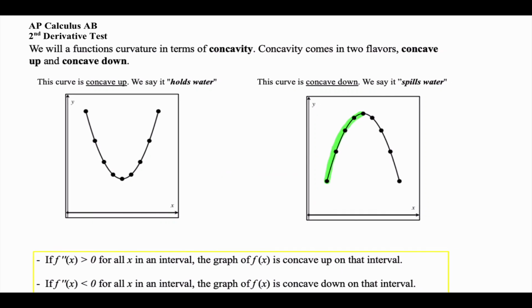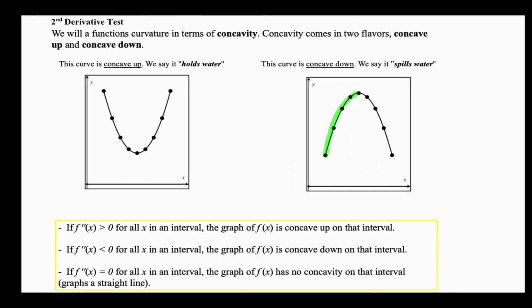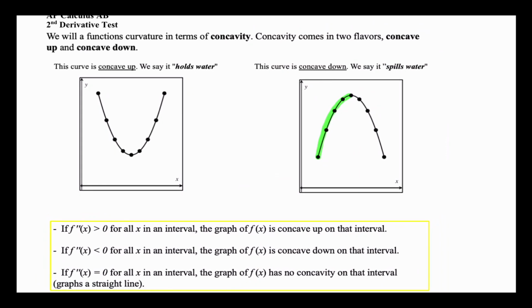Second derivative test functions a lot like the first derivative test. Two differences. Instead of the first derivative, we're dealing with the second derivative. That's the first difference. The second difference is it doesn't talk about increasing or decreasing. It talks about concavity, if something's concave up or concave down. So if the second derivative is positive, it's concave up. If the second derivative is negative, it's concave down.